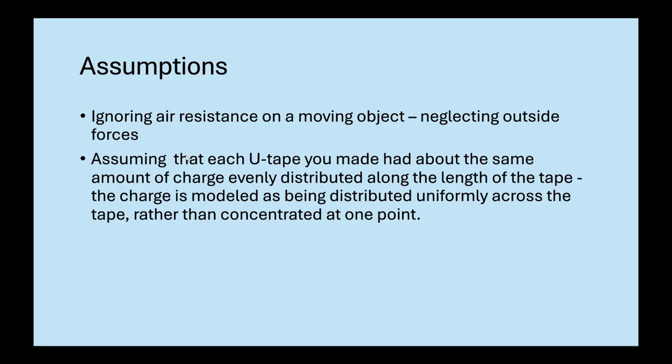So some assumptions that we used for lab 2 are that we ignored air resistance on a moving object. We did this so it was easier to calculate forces, and we can neglect a lot of forces by air. And then we also assumed that each tape was evenly distributed throughout the whole length, which is what changed in this lab compared to last lab, because lab 1 was assuming that each tape was a point charge, while now we're assuming that each tape is evenly distributed.